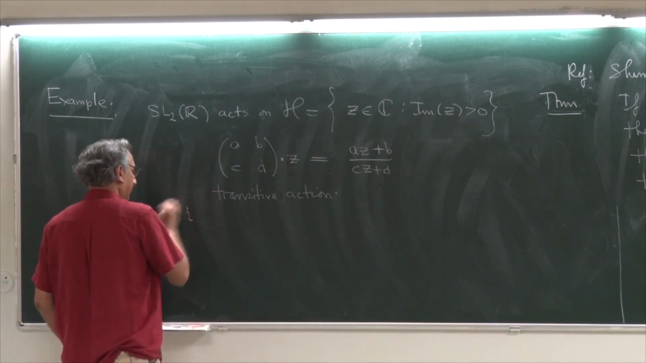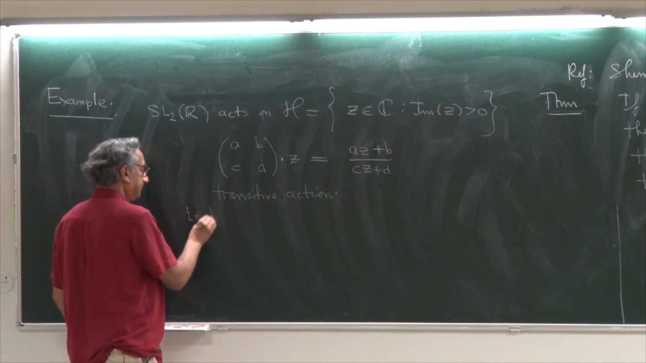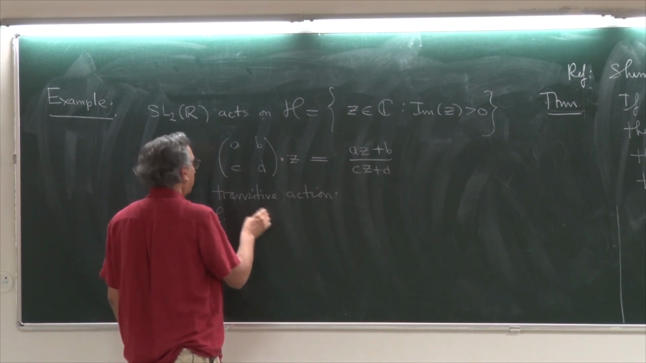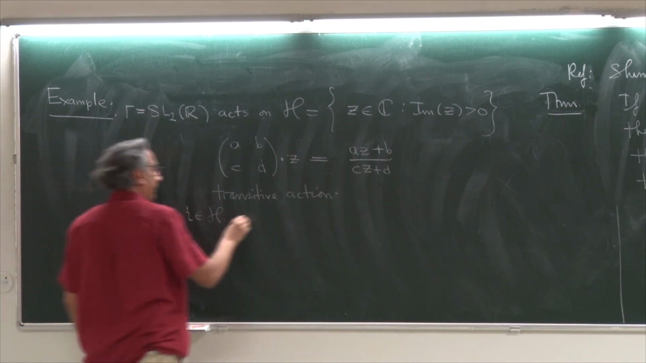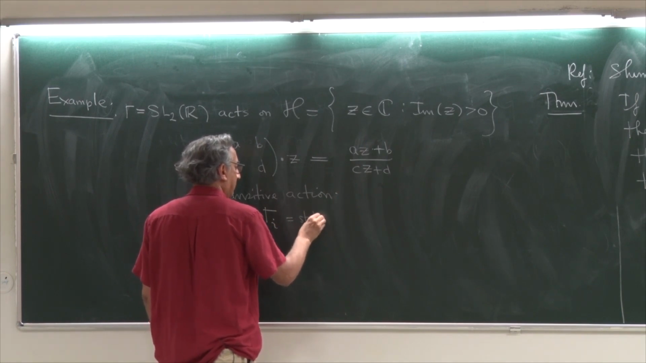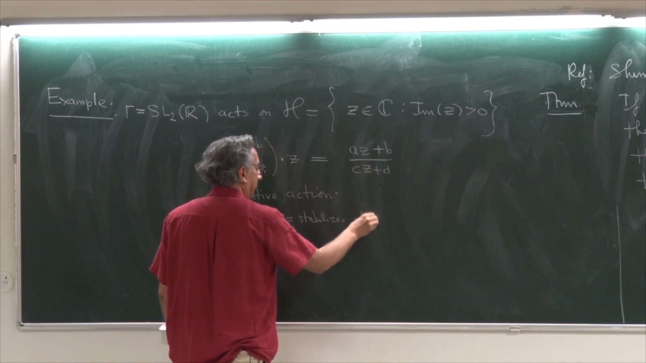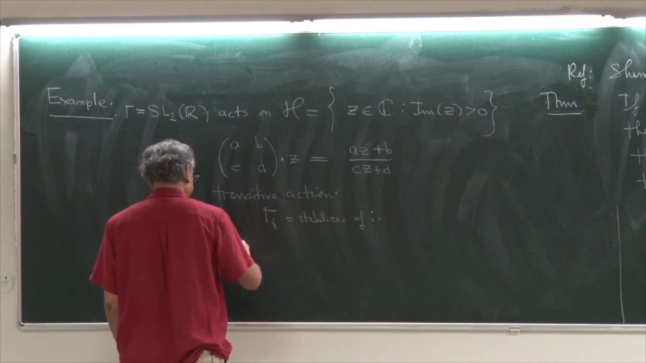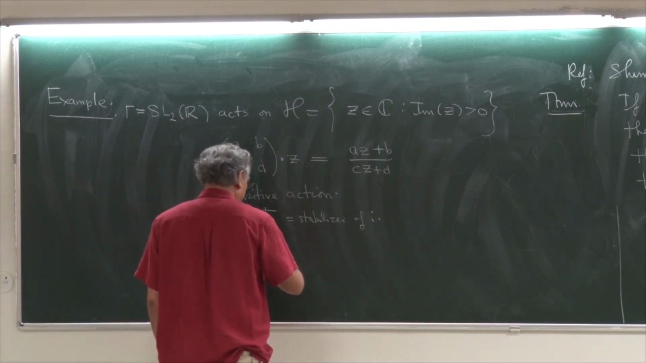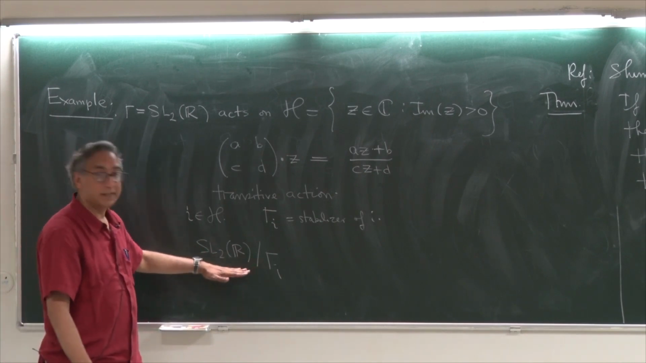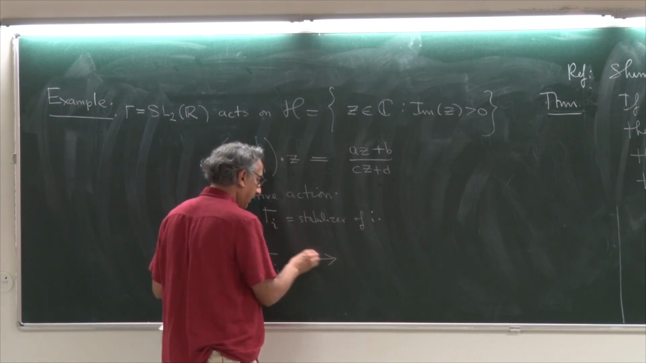Okay, I'll take the point I, which is in the upper half plane. Take the stabilizer of that. We'll worry about what the stabilizer is in a second. Let me just call this gamma sub I, the stabilizer of I. Then the theorem is saying that if I take SL2R modulo the stabilizer of that group, I can identify this quotient space of cosets, which already automatically has a topology because this group has a topology on it, with the upper half plane.